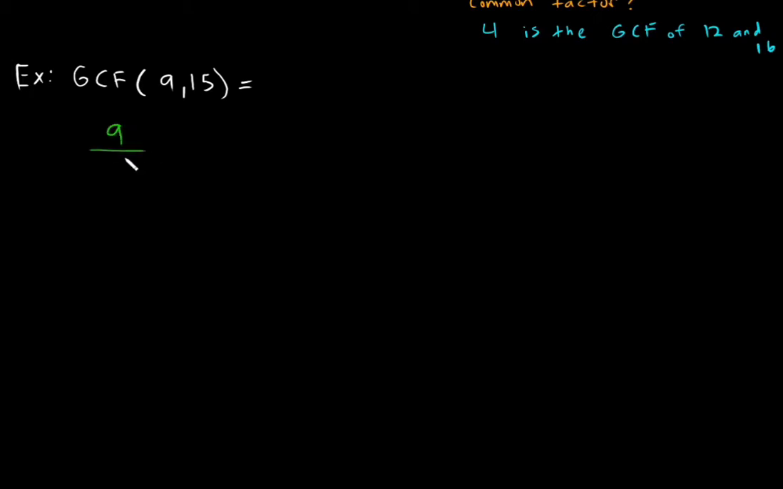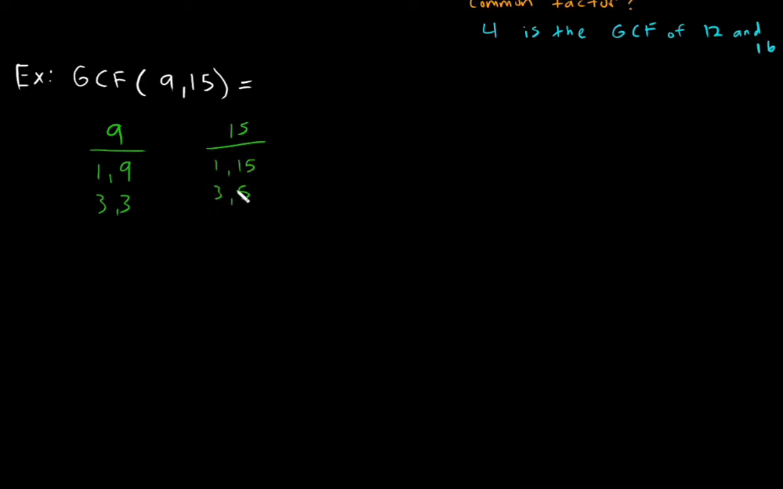Here's 9. So one way to find the factors is list all the ways you can get 9 through multiplication. So 1 and 9, and 3 and 3. Remember, 1 divides 9, 9 divides 9, 3 divides 9. Now let's look at 15. 1, 15, and 3 and 5.